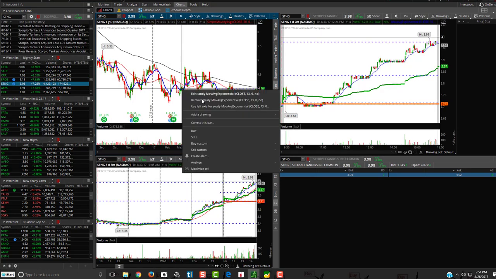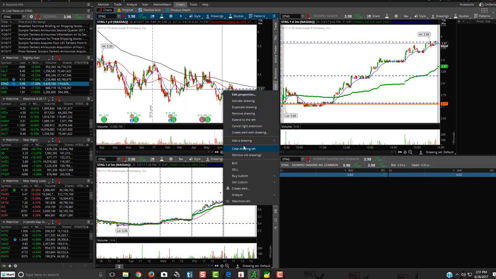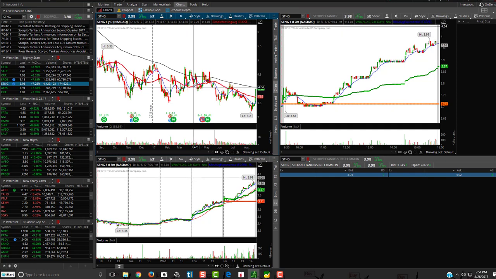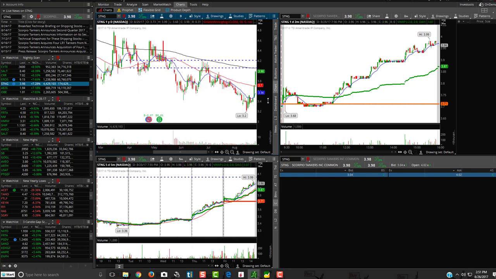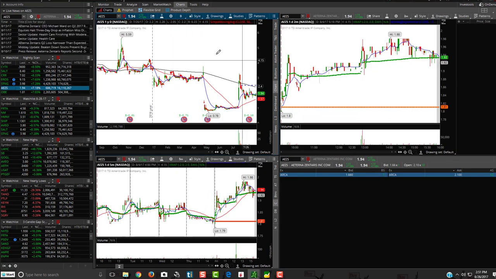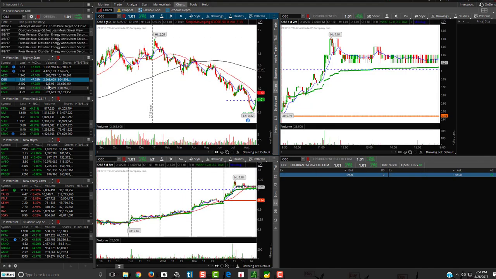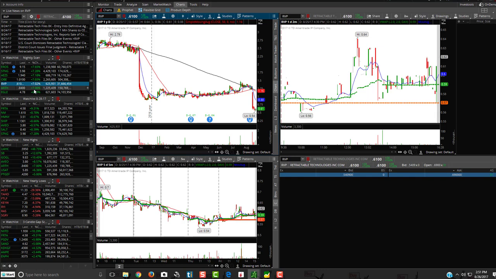STNG. Let's see here. Right above that $4 marker, then 420. You want to see it break those areas. But it's got some overhead resistance. It may fall. It does have some volume, so we could put STNG on the watch list, but it's got to break those areas for it to really go. AEZS. Don't like it. OBE. It's got some overhead resistance. RVP. Don't love it.